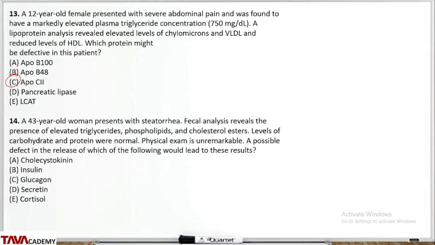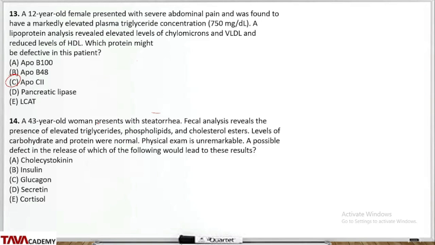Question 14. A 43-year-old woman presents with steatorrhea. Fecal analysis reveals the presence of elevated triglycerides, phospholipids, and cholesterol esters. Levels of carbohydrates and proteins were normal. The physical examination is unremarkable. Possible defects in the release of which of the following will lead to the result?